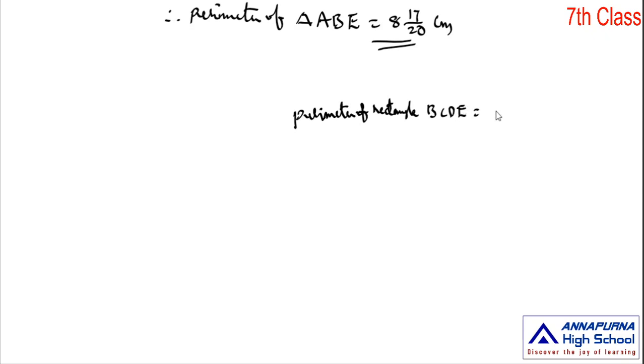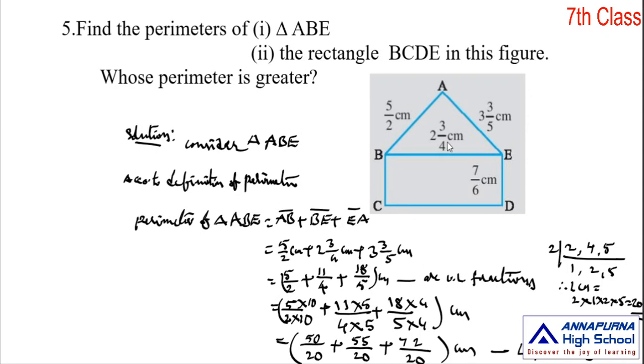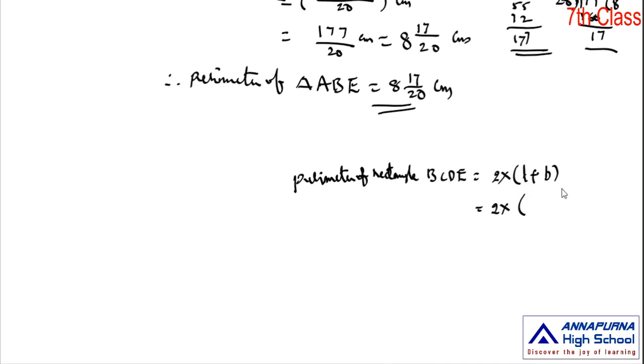What is the perimeter of a rectangle? 2 into L plus B. That is equal to 2 into, where L is equal to how much? L means 2 3 by 4 centimeters and B is 7 by 6 centimeters. Therefore, you substitute the values of L and B. So this is equal to 2 into 2 3 by 4 centimeters plus 7 by 6 centimeters.